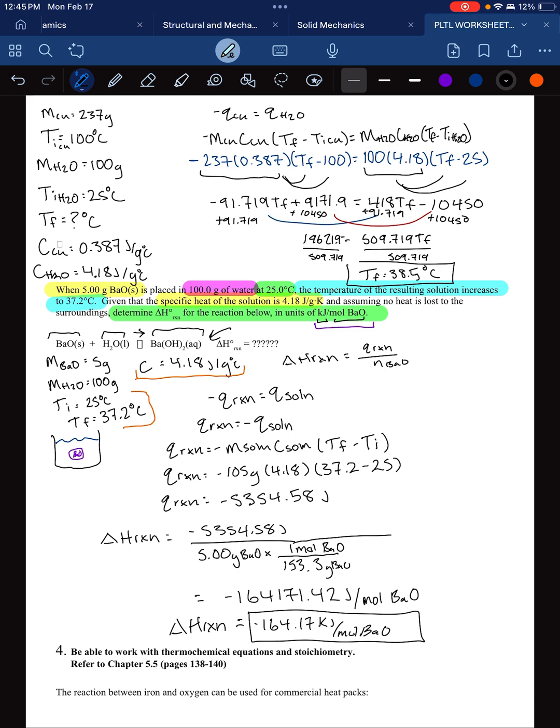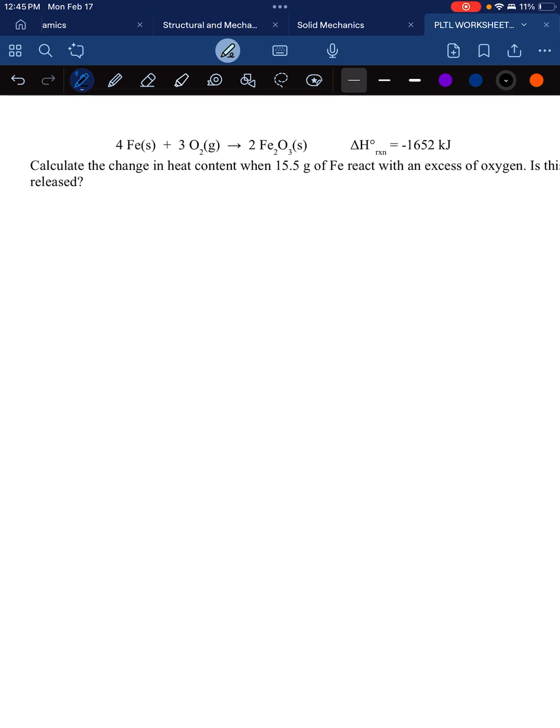The last one is actually pretty simple. Here it gives us our reaction and it asks us to calculate the change in heat content when 15.5 grams of iron reacts with excess oxygen. And then it asks, is this heat absorbed or released? So there's an extra part to this question. So let's look at this. It gives us 15.5 grams of Fe. It wants to know the heat content, or the heat flow, for this.